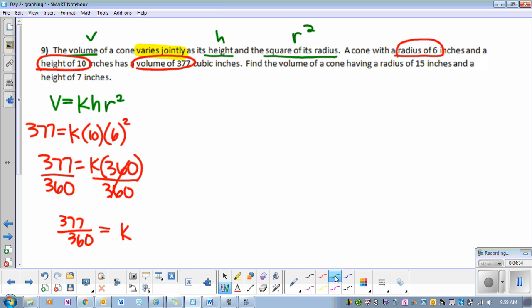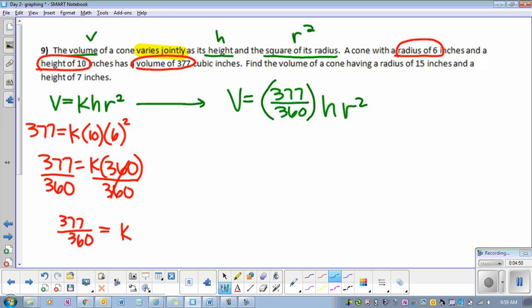So what I'm going to do is rewrite this original equation and just plug in my K. So I have V equals 377 over 360 H R squared. Yeah? So then now, the radius is 15 and the height is 7. So there you go. Now the next part that they're giving you is to find whatever the variable is that they want you to look for, right, Tom?